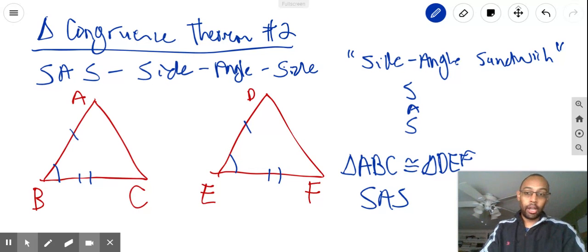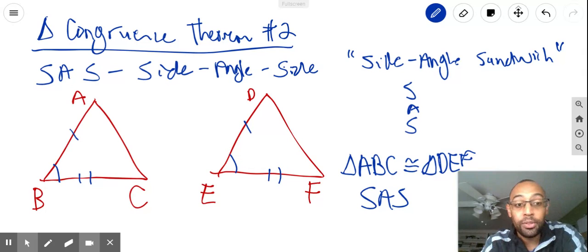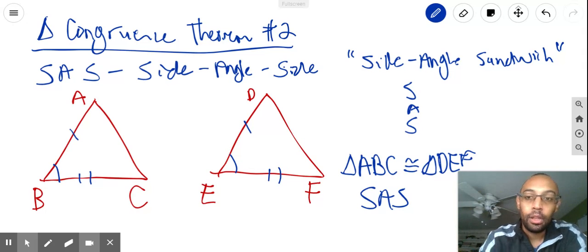When you have this scenario, then you know that you have side angle side. You can prove two triangles are congruent by side angle side. So once again, you're given two sides, okay? Doesn't matter what the two sides are, but if you know that those sides are congruent to each other, and then you have an angle in between those two sides, then you have side angle side, and you can prove the two triangles are congruent, okay? So that is the second theorem.